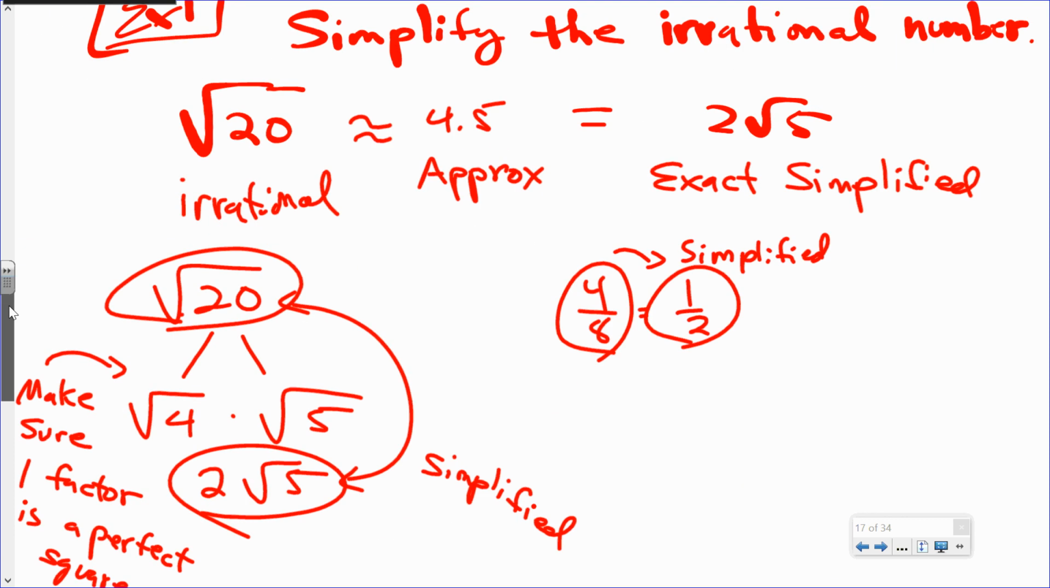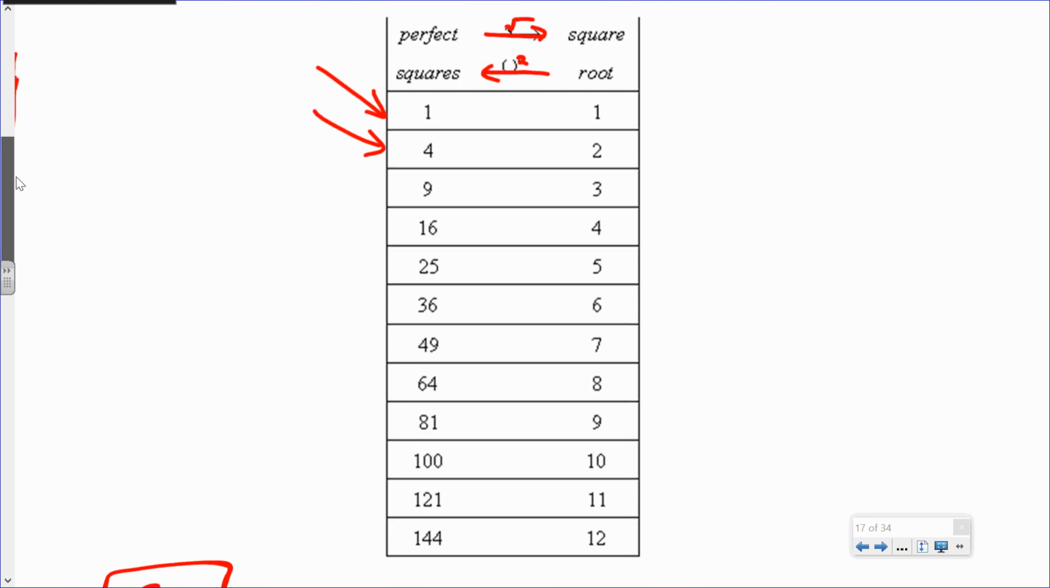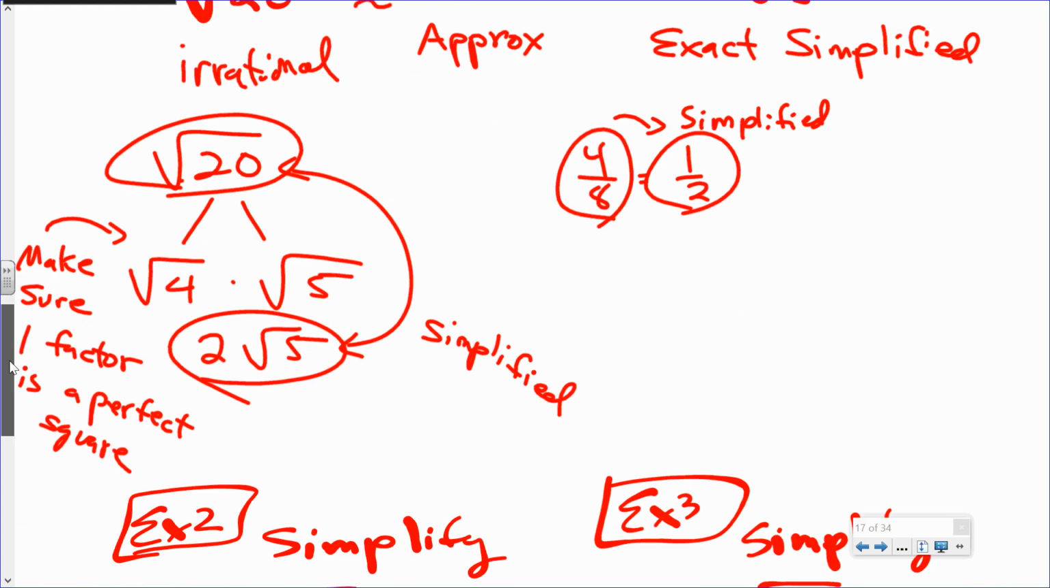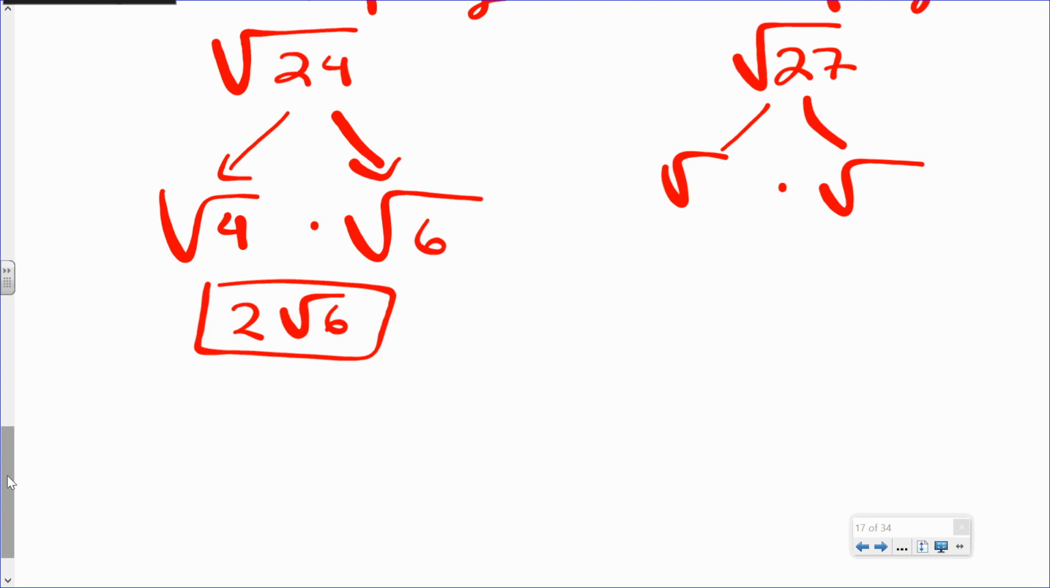Coming back over here. Which of these factors, this is the list of perfect squares I'm looking at. Which of those is a factor of 27? 9 definitely is. 9 fits into 27 3 times. So those are the factors I'm going to use. So look at rad 9 times rad 3.